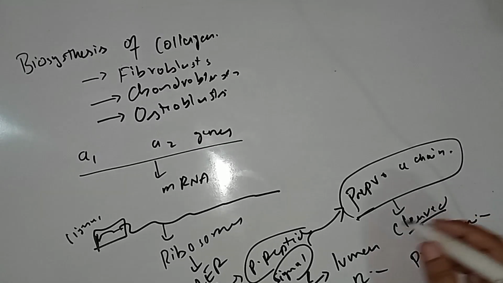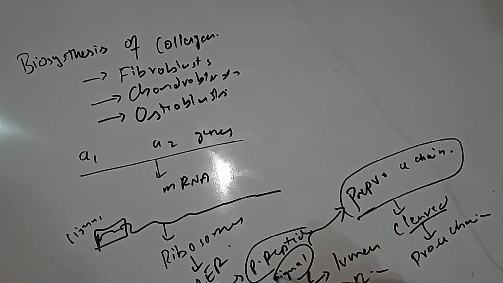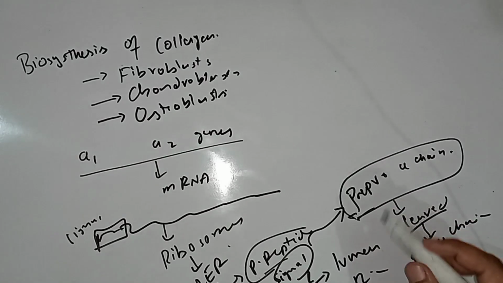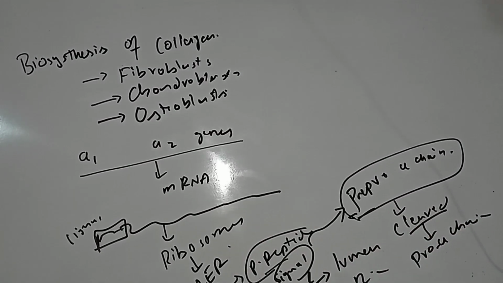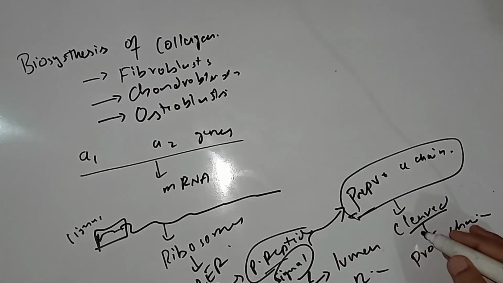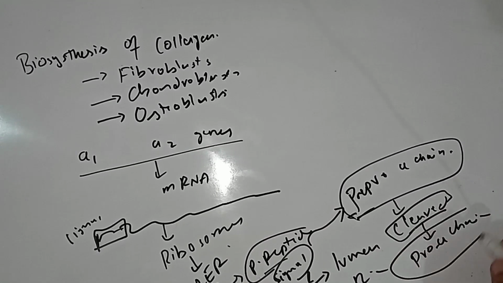So initially, as a result of translation, the chains formed are called pre-pro alpha chains, which have a sequence at their N-terminal that targets them to the rough endoplasmic reticulum. Inside the rough endoplasmic reticulum, they are cleaved and form pro alpha chains.